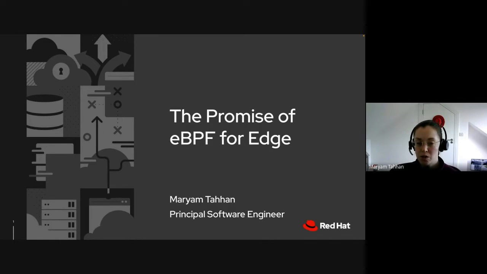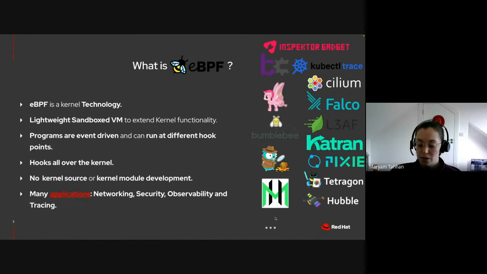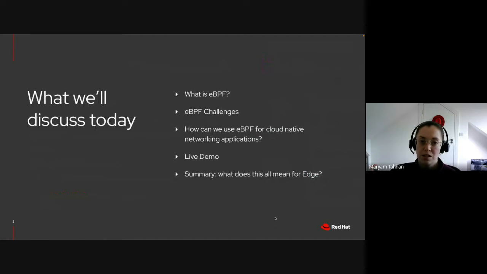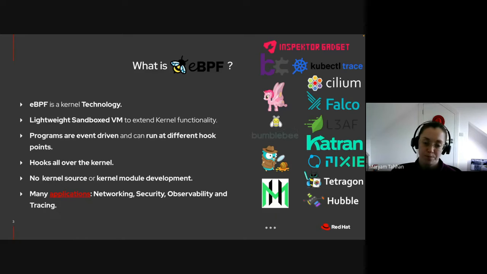I'm a principal software engineer at the Office of the CTO in Red Hat, and today I'm going to talk to you about eBPF. I'm going to focus on the cloud native networking application point of view. I'm going to start by introducing what eBPF is. We're going to discuss some of the challenges that eBPF users and developers face when trying to deploy an eBPF application. We're then going to discuss how we can use eBPF for cloud native networking applications. I'm going to demo one such application, and then we're going to summarize what this all means for Edge.